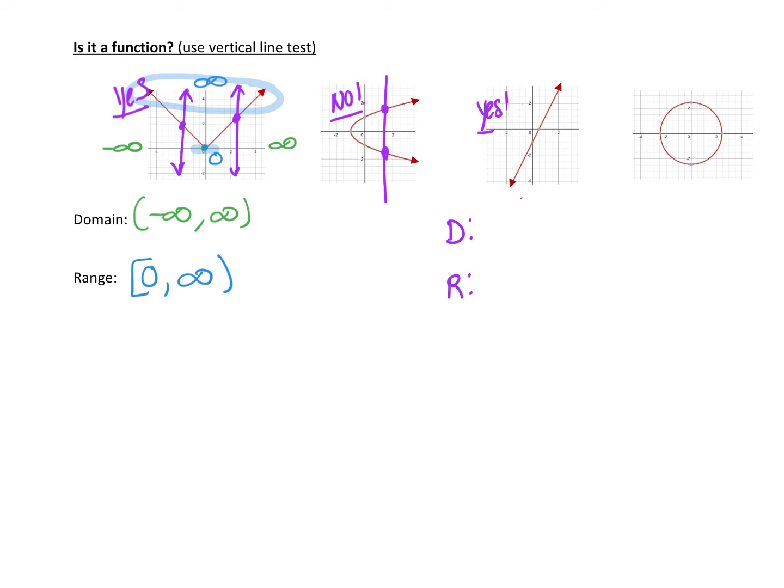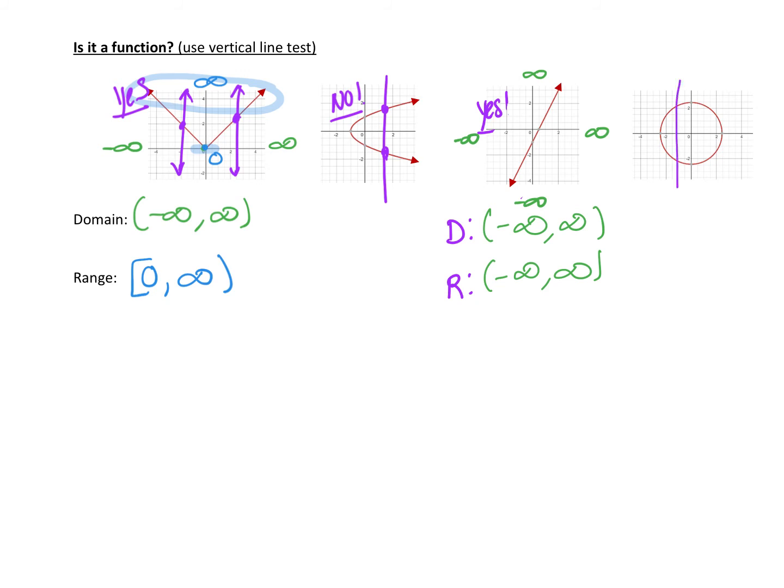So if I look at my graph, I know to the left is negative infinity and down is negative infinity. To the right and up are positive infinity. Since my arrows are going opposite directions, I know that my domain and range for any linear function is always going to be negative infinity to infinity. Because again, I always want to go left to right.